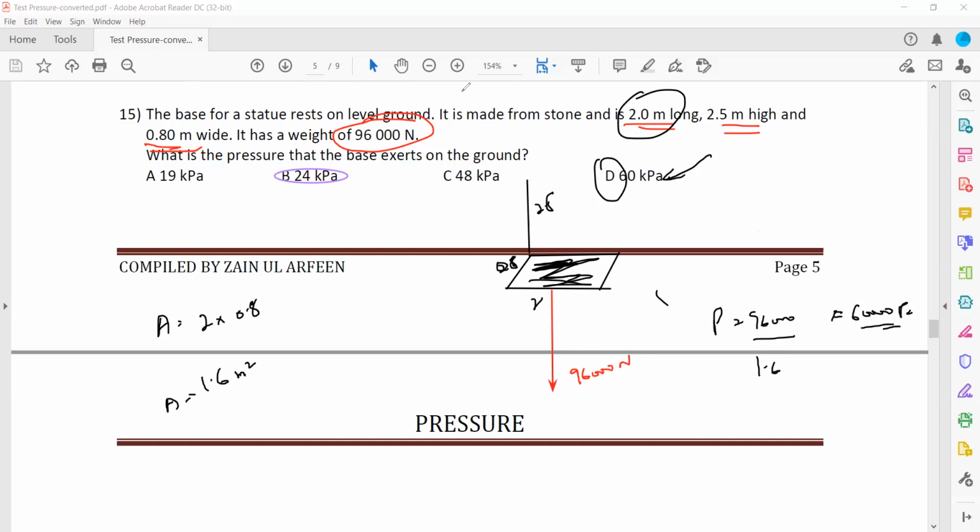Is it clear? Yes, Abdullah Sarfraz. Is it clear?